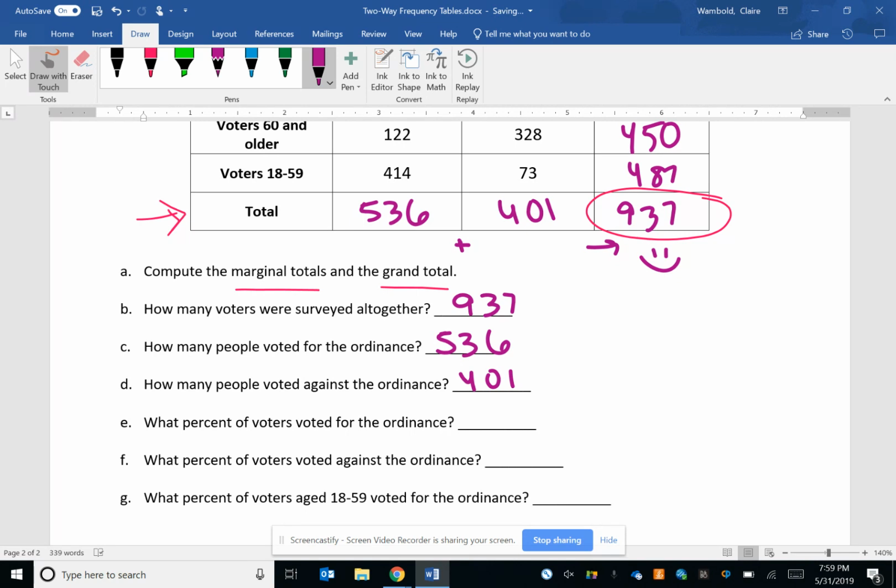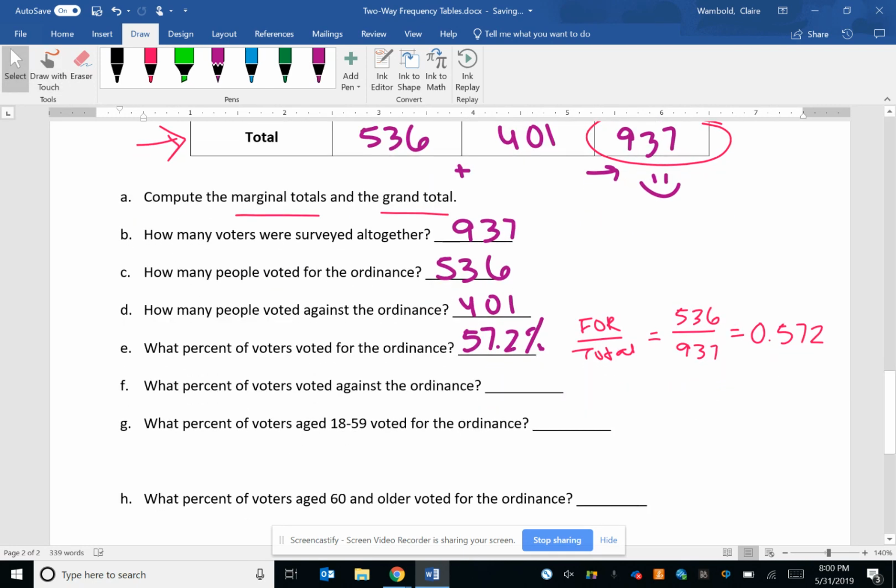What percent of voters voted for the ordinance? So that would be the for folks divided by the total, the grand total here, which is 536 divided by 937, which as a decimal, and I'm going to do this right this time, is 0.572, which makes 57.2%. Now, we're not going to lose points if we're just going with whole number percentages, but we should at least make sure that we're always rounding correctly if that's going to be our strategy.